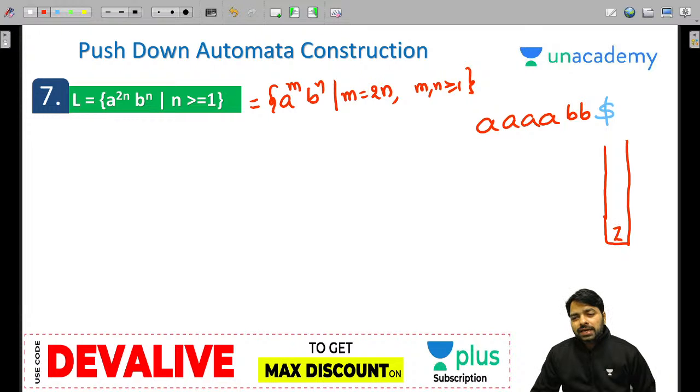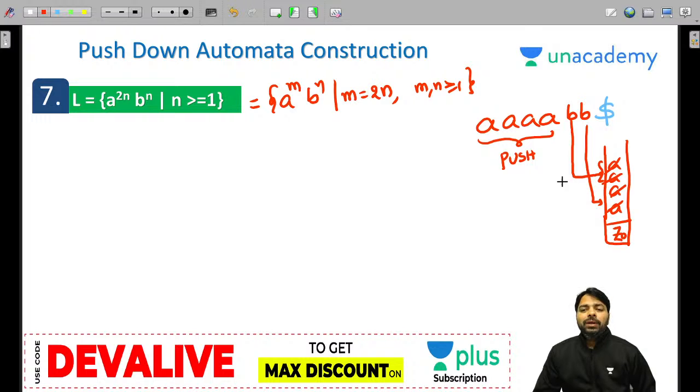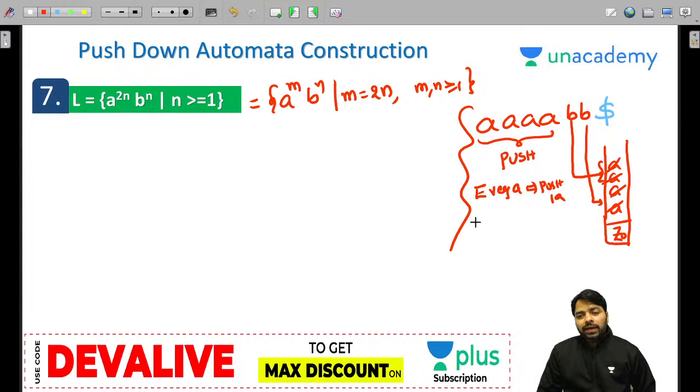Initially assume Z0 is there. Our assumption: all the A's push as it is, and every B you can pop 2 A's. This is the one logic. What I did: every A, push 1 A in the beginning, but every B, pop 2 A's.